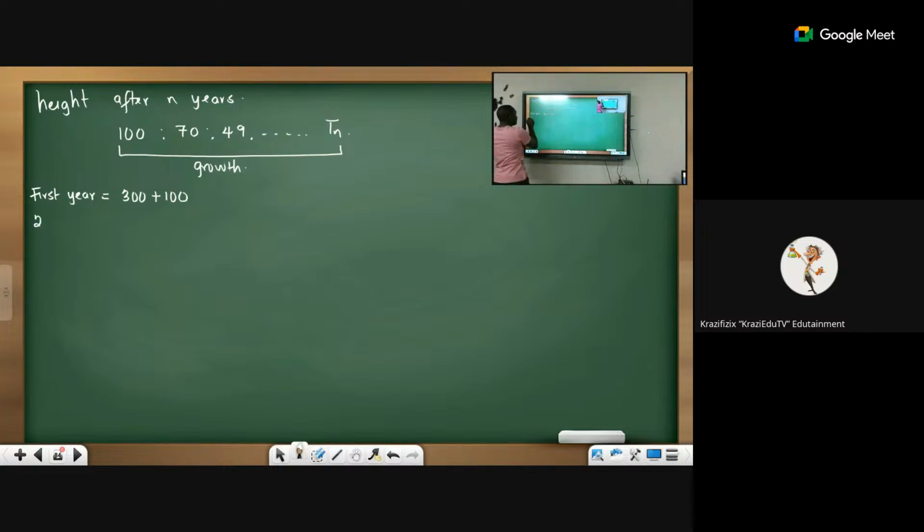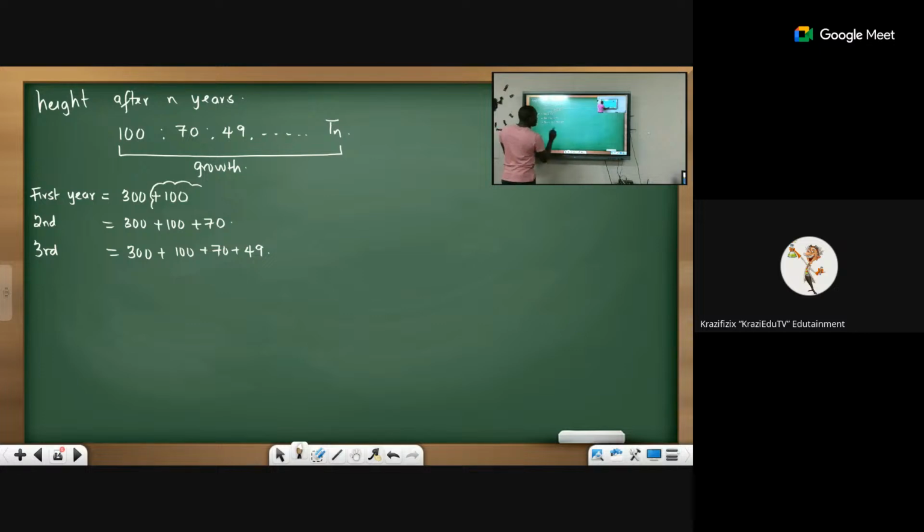Second year, what will it be? 300. It grew 100 for the first year. I hope you're seeing that. The third year, what happens? The original height is that. So basically, we are adding. What will the height be after n years? Do you notice all of this?